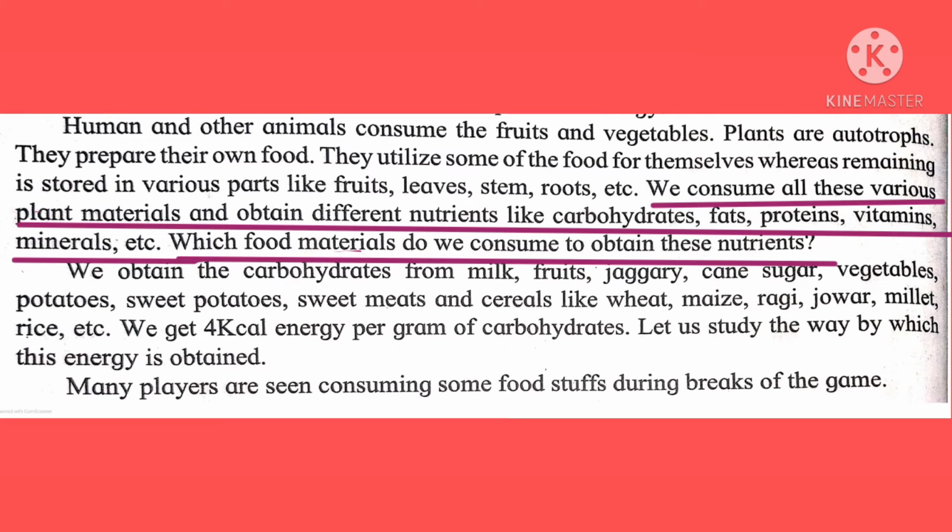We consume all these various plant materials and obtain different nutrients like carbohydrates, fats, proteins, vitamins, minerals, etc. Which food material do we consume to obtain these nutrients? Students, we consume different parts of the plant such as fruits, leaves, stem, roots, etc. That means we eat spinach, we eat methi, then we eat carrots, potatoes, different parts of the plants in which they store their excess food material.